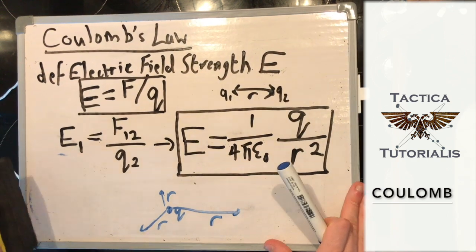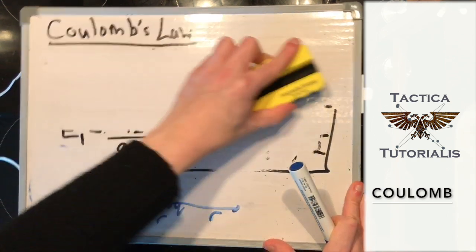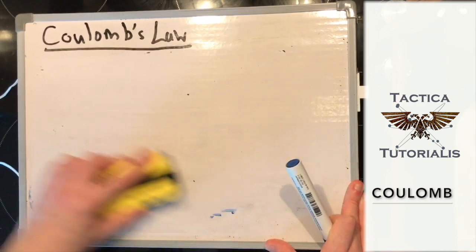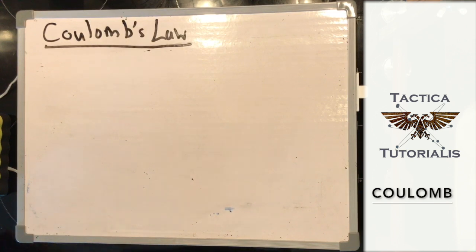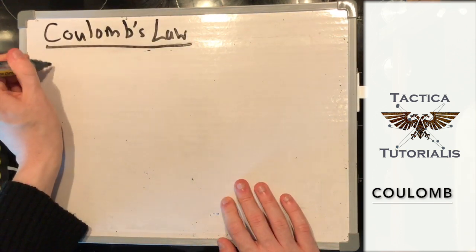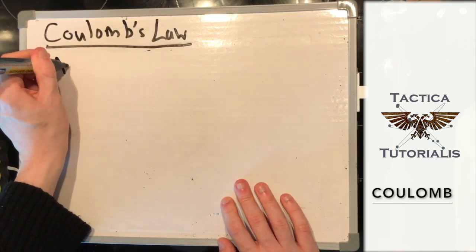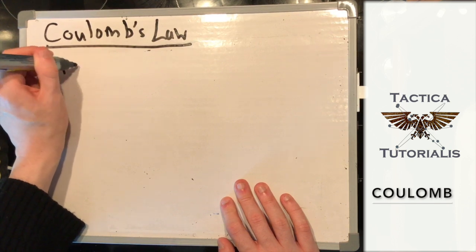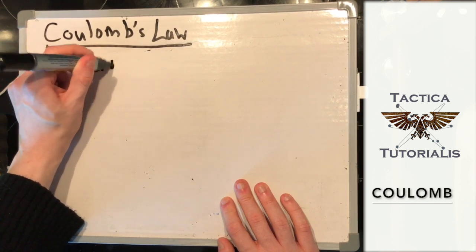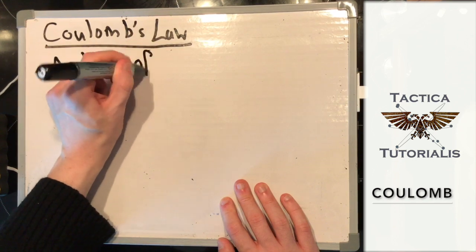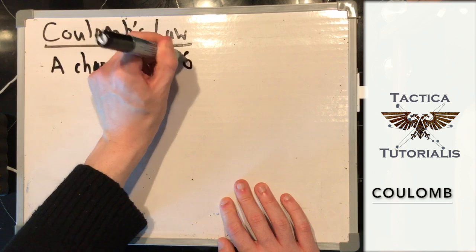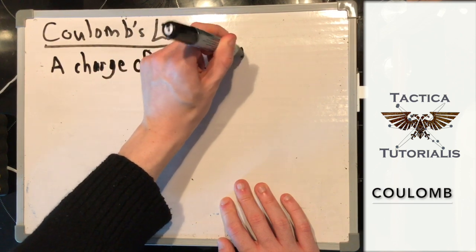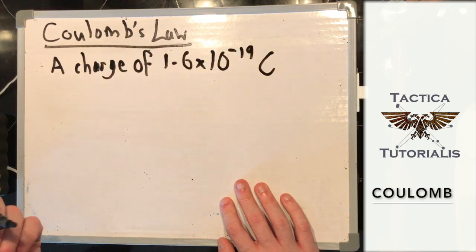In fact, let's do a little worked example, and we will hopefully be able to see this in full. So let's say I have a charge of, let's go with 1.6 times 10 to the minus 19 coulombs, because that's an electron.